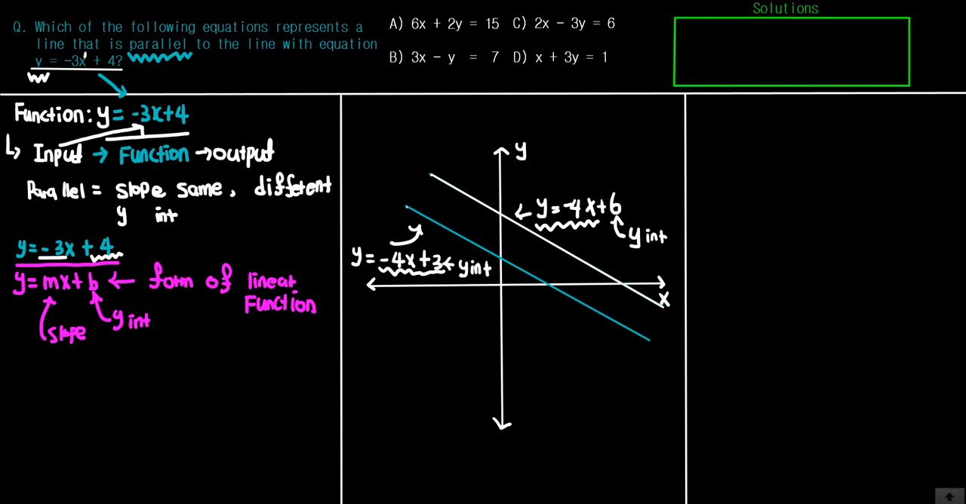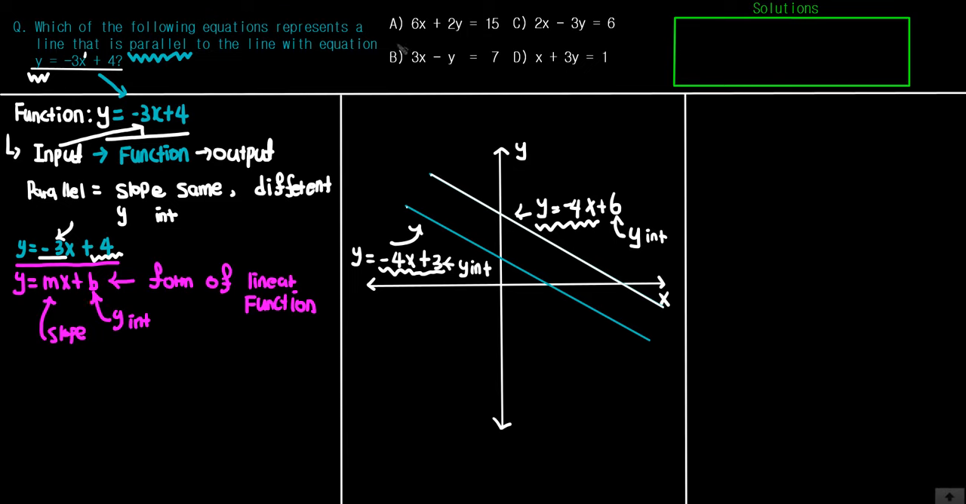So we figure out that in the function y is equal to mx plus b, one of our choices right over here should have the slope, which is negative 3 in this case, the same, but a different y-intercept. But if you look at our choices, they are not written in y is equal to mx plus b form, which means we need to convert them into y is equal to mx plus b form in order to figure out the answer more easily.